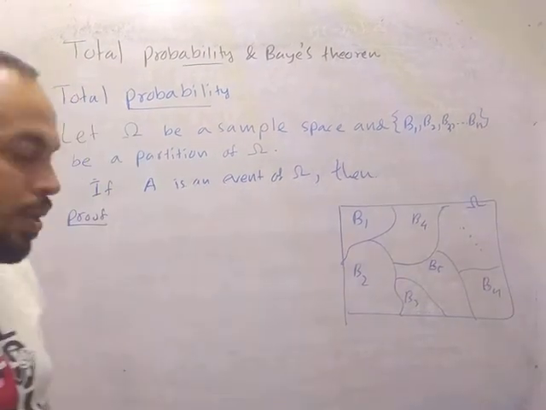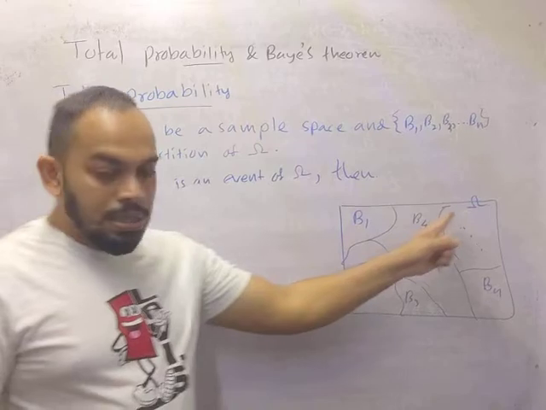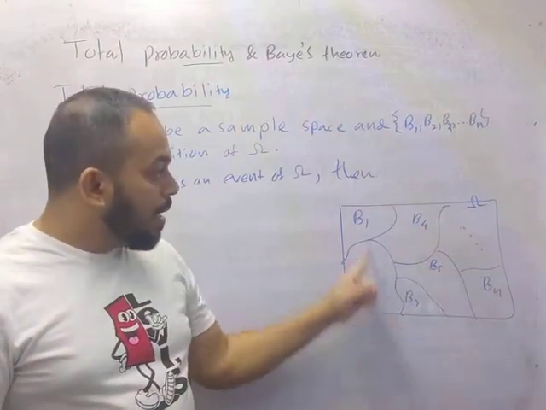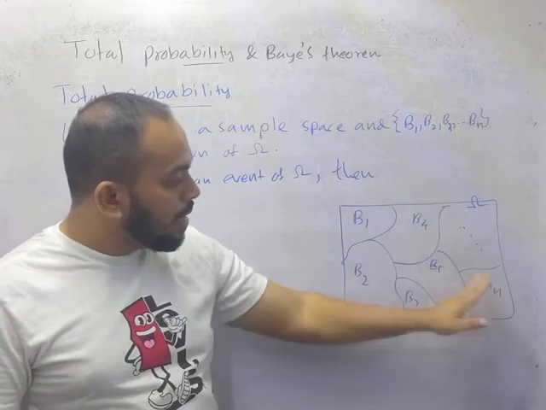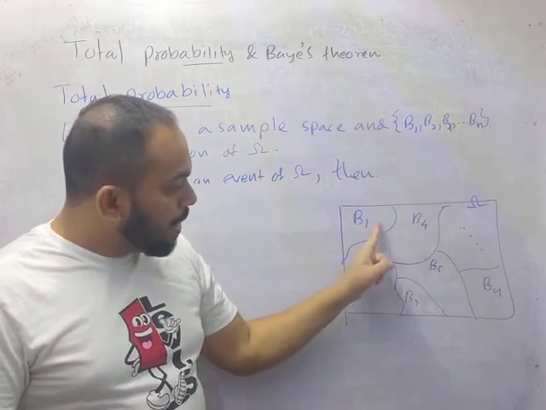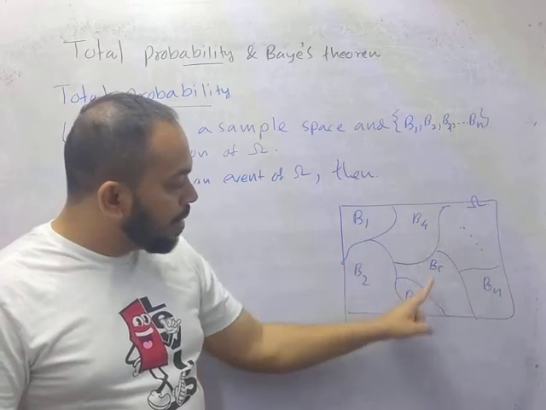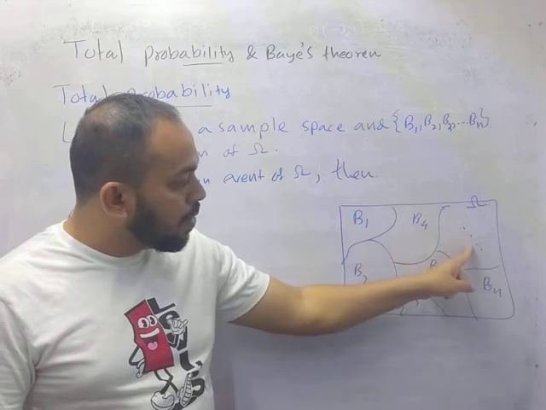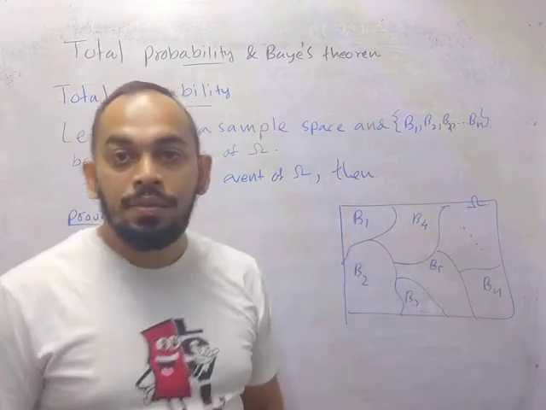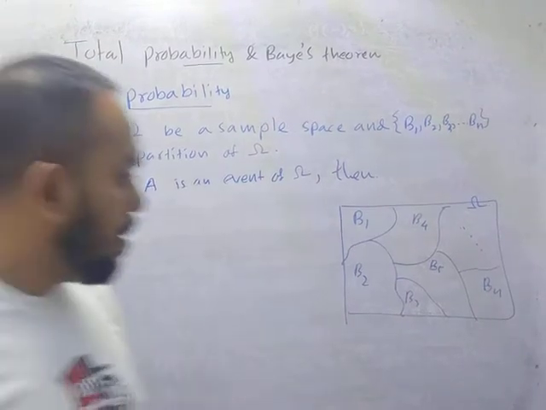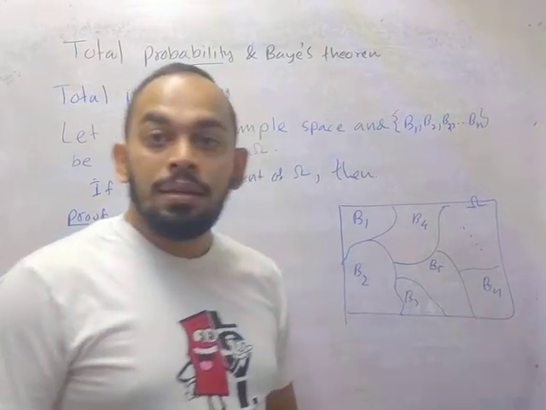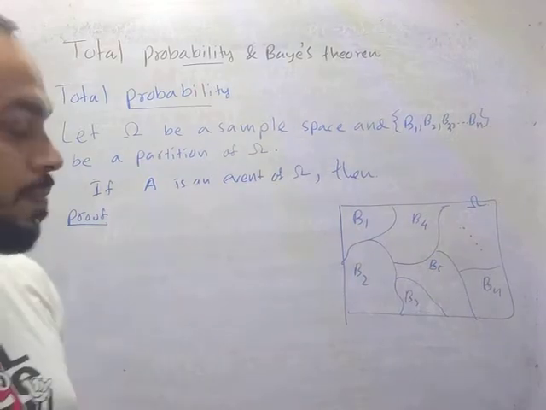Right. So how are you going to prove it? Now, this is our sample space and this is the partition. I have divided our sample space into n sets. Here we have B1, B2, B3, B4, B5, and I put dot dot dot here because this must be divided into n sets, so it goes up to Bn.